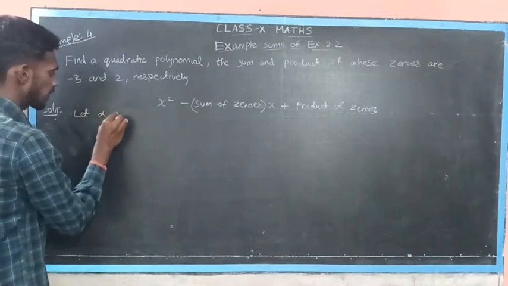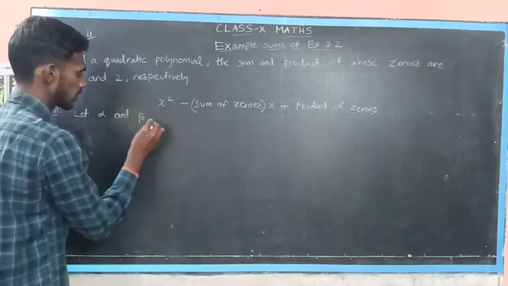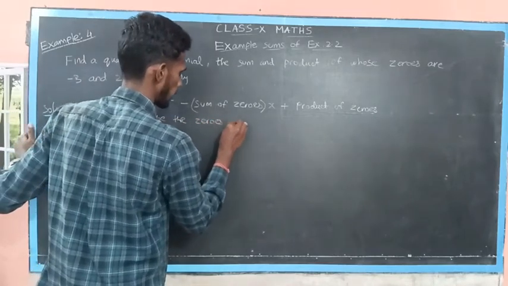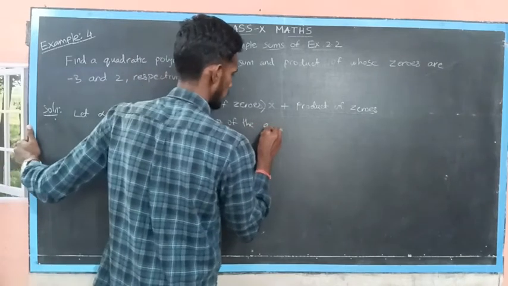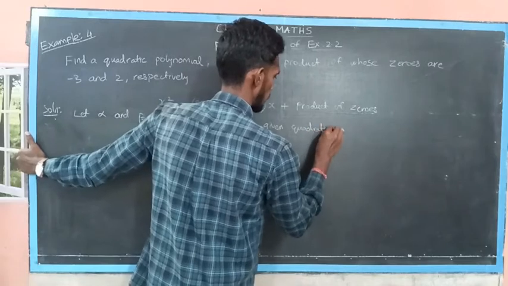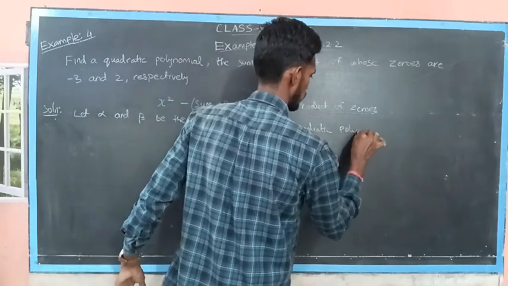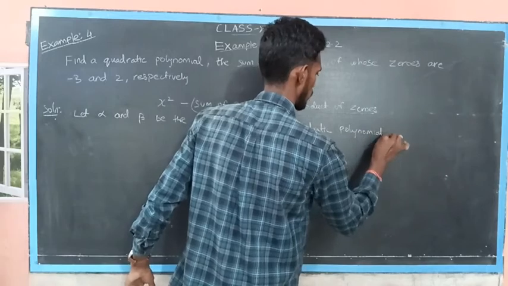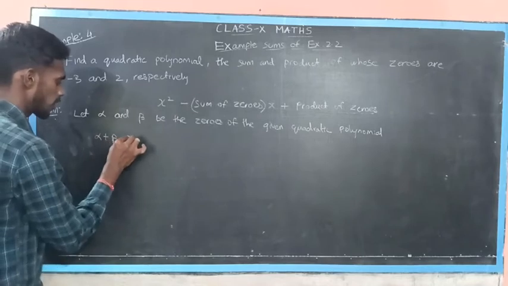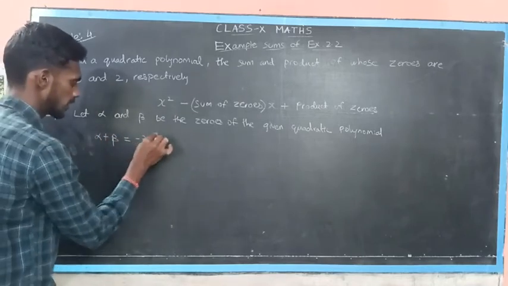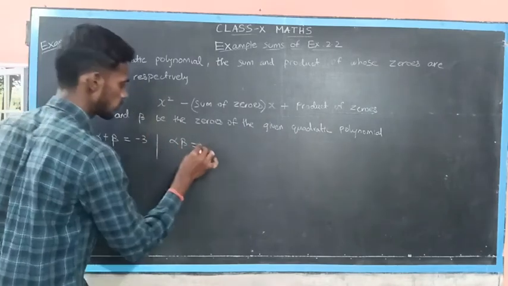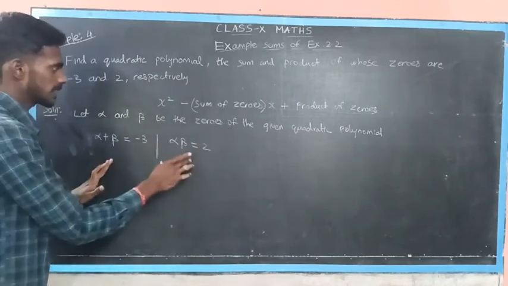Let alpha and beta be the zeros of the given quadratic polynomial. Then the sum of the zeros, that is alpha plus beta, is equal to minus 3, and the product of zeros, that is alpha into beta, is equal to 2. These are the two given statements.